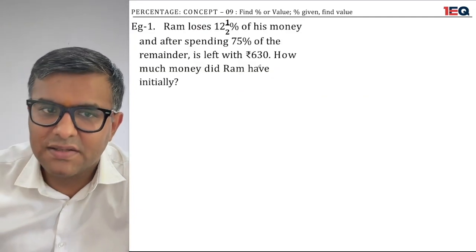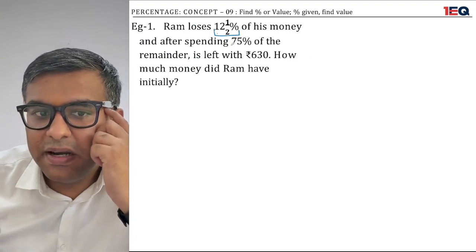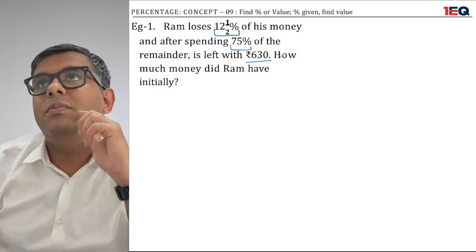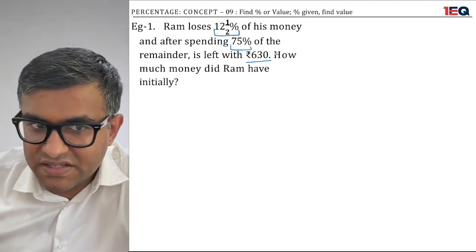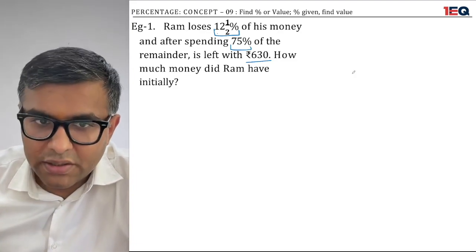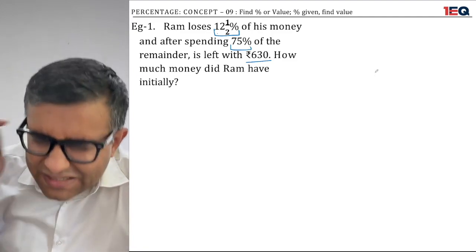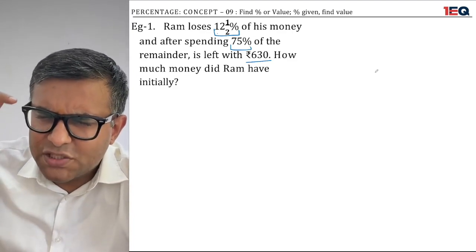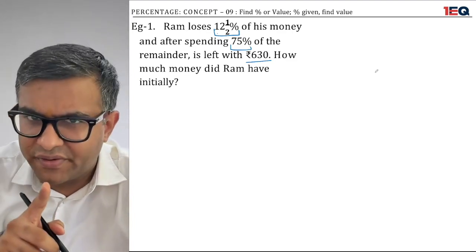Okay, so this concept is a little bit trivial, but you'll be able to understand it once I start applying it to the questions. Ram loses 12.5% of his money. After spending 75% of the remainder, he is left with 630. How much money did Ram have initially? Ram loses 12.5% of his entire money. So what I'm going to do here is, 12.5% should instantly ring a bell in your brain that 12.5% means 1 by 8. And with 1 by 8, I can assume that 8 was the total money and he lost 1 out of it.